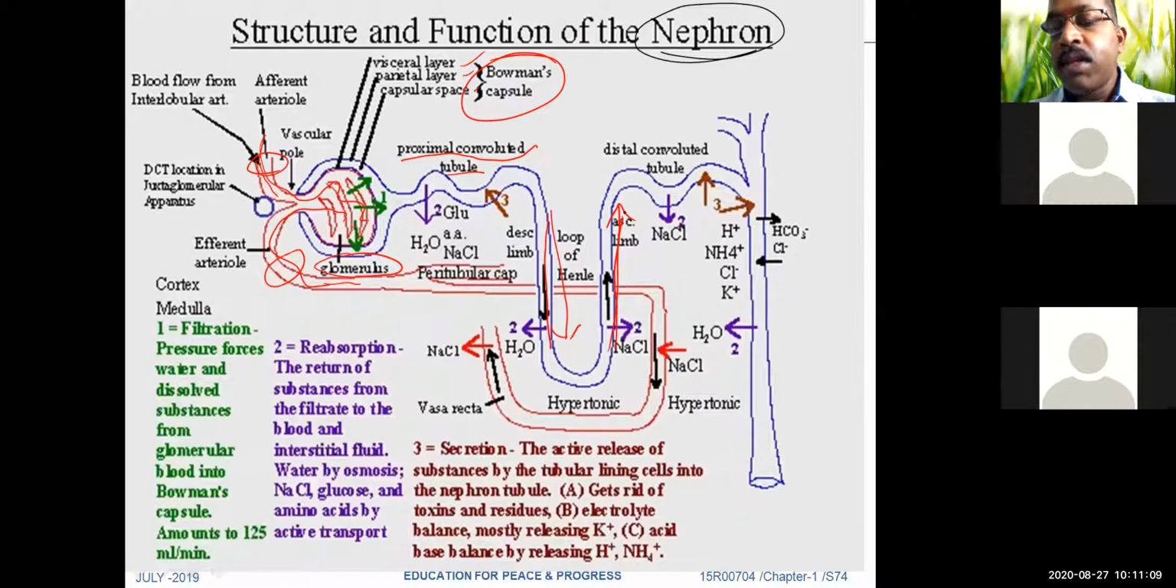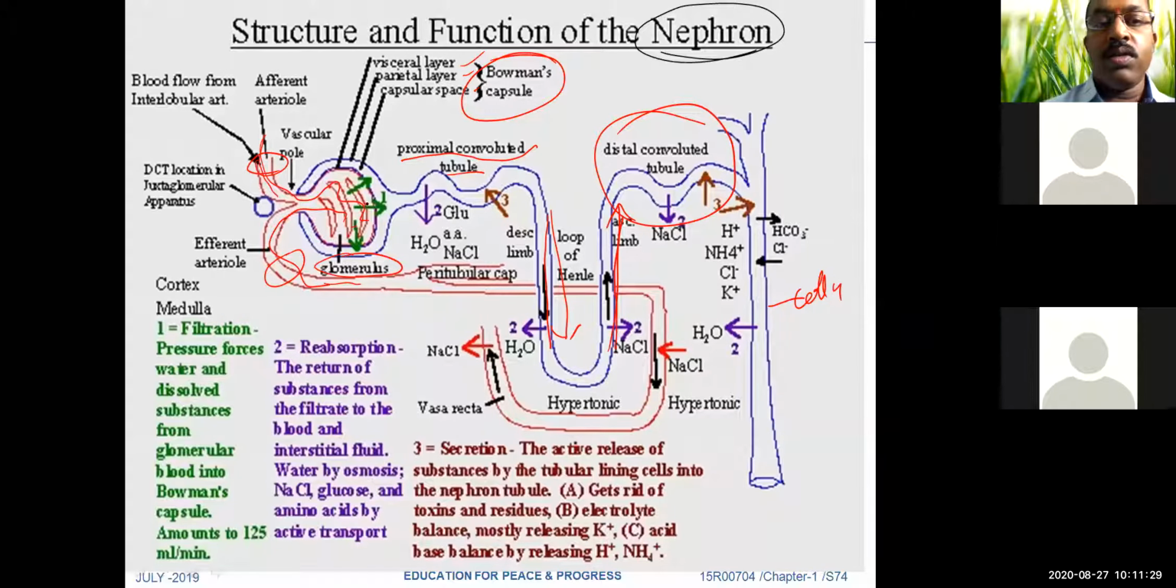And then after that, the next portion is called the distal convoluted tubule. This is the portion called the distal convoluted tubule, which drains out into a common duct called the collecting tubule. So now here we have different colored arrows present.